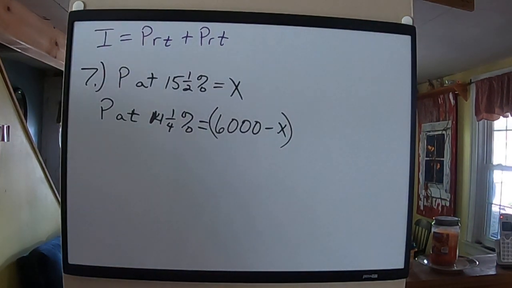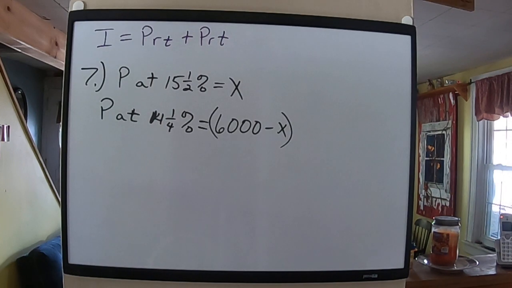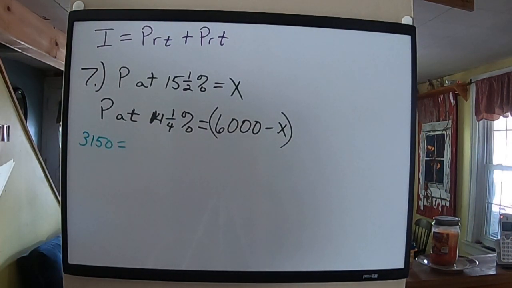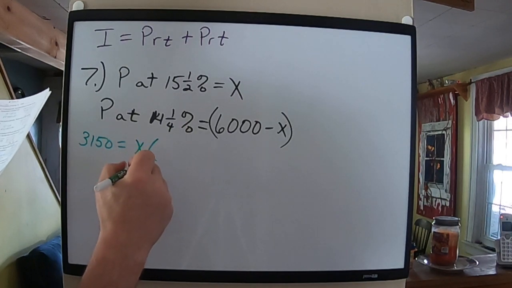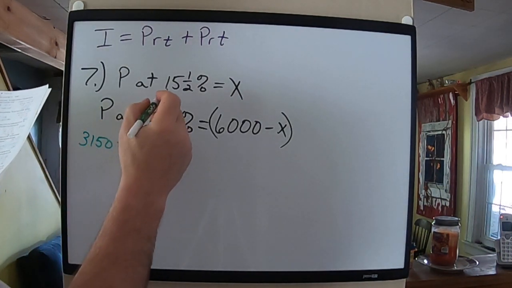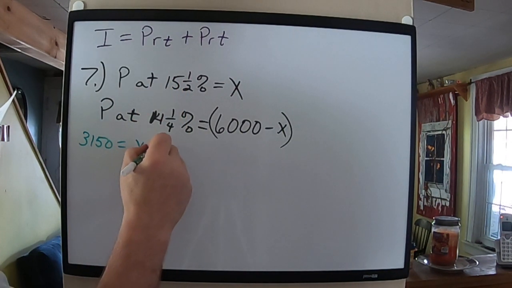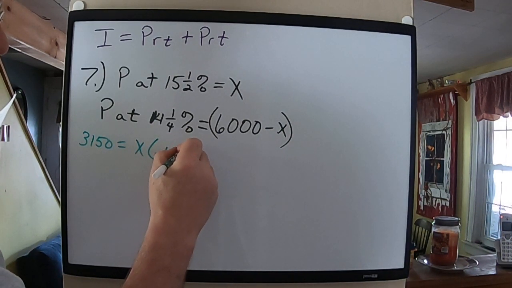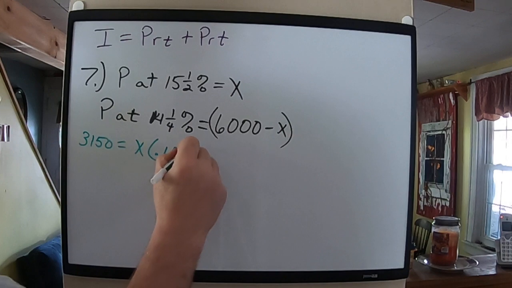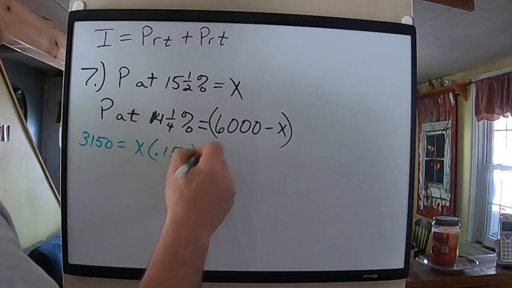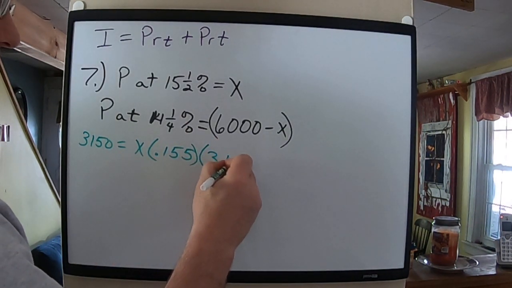This equation, we've got our interest, simple interest, $3,150. Our first PRT, I'm going to use the 15.5%. So the principal times the rate as a decimal. Now you have to move the decimal point 2 places. 15.5. A half is 0.5. So 0.155, 15.5%. Now 3 years, 6 months. 6 months is a half a year, right? So 3 years, 6 months is 3.5 years.